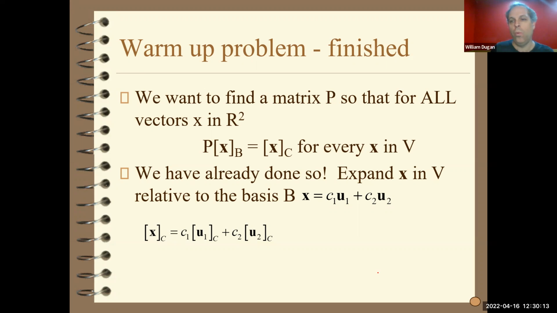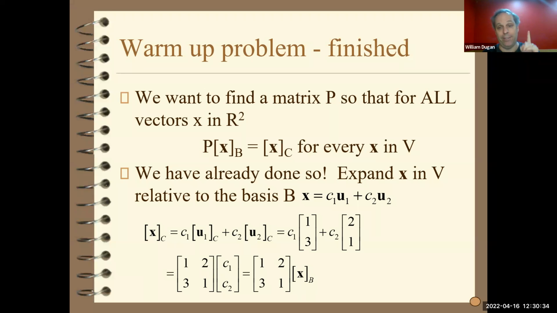Thing is, though, I know U1 relative to C, and I know U2 relative to C. That's just this. Then I remember that linear combinations can be written as matrix multiplication. That's the reason we define matrix multiplication. What we did is to use that trick. So that's the same as this matrix multiplication: the matrix 1, 2, 3, 1 times the vector C1, C2. The vector C1, C2, that's the coordinate vector of X relative to B. So the coordinate vector of X relative to C is the matrix 1, 2, 3, 1 times the coordinates of vector X relative to B.